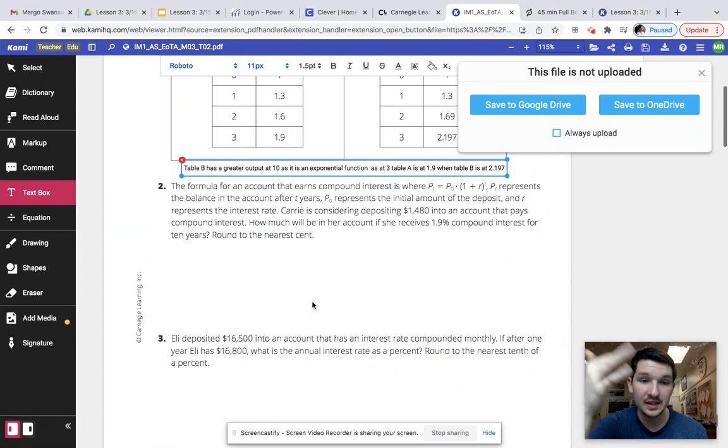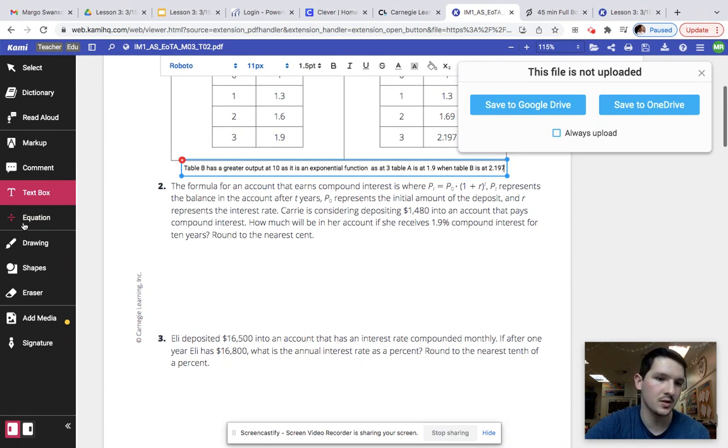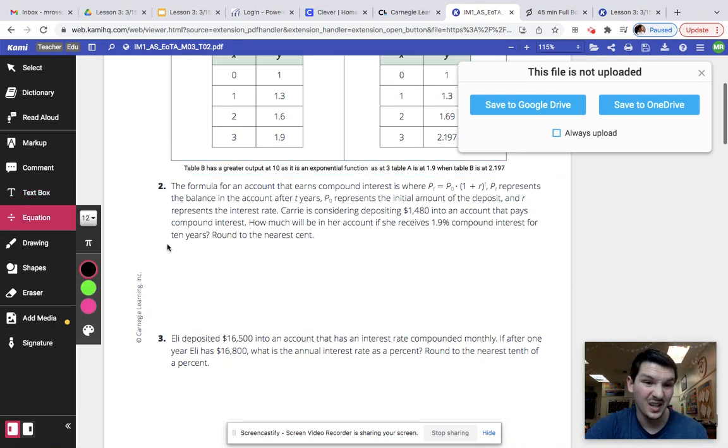Right? So let's read the question here. It says, Carrie is considering depositing $1,480 into an account that pays compound interest. How much will her account be if she receives 1.9% compound interest for 10 years, rounded to the nearest cent? So we actually kind of did this one already.